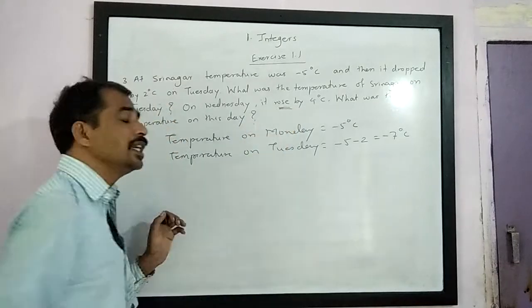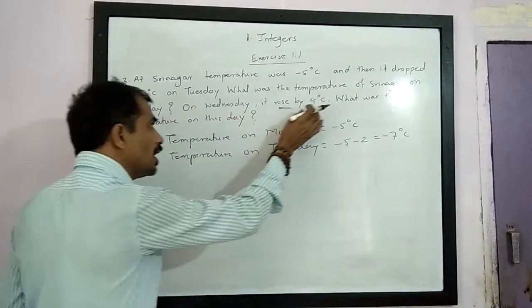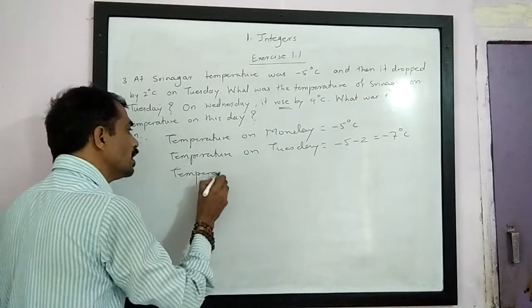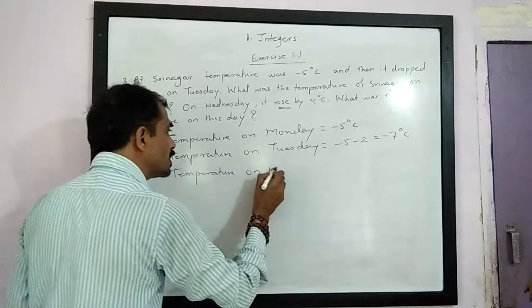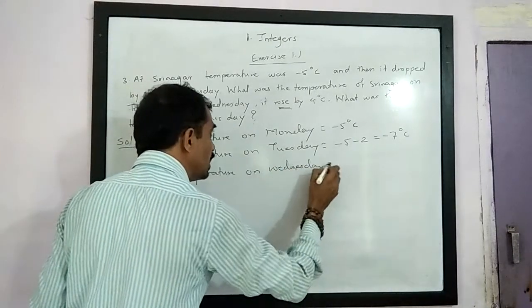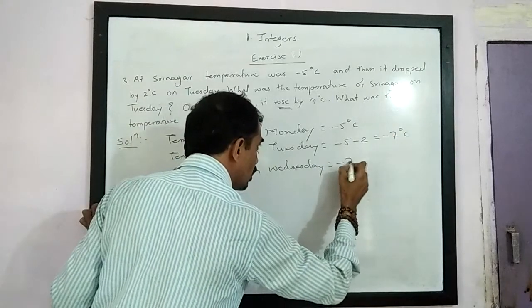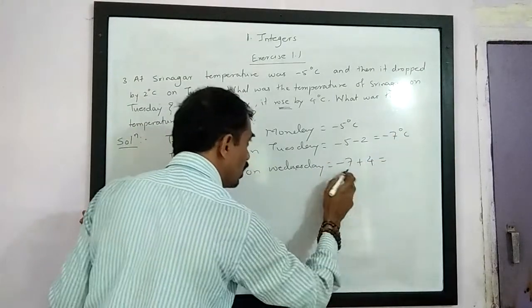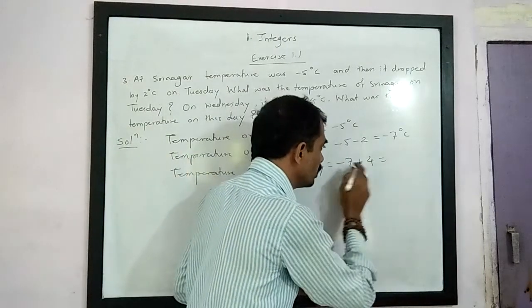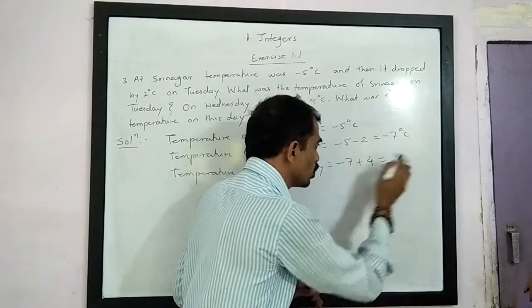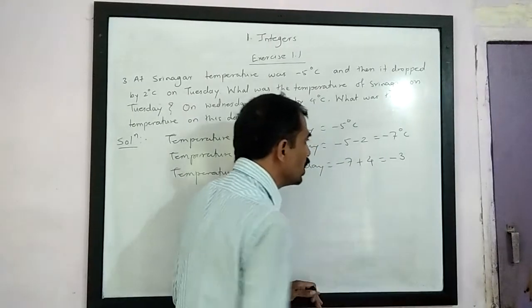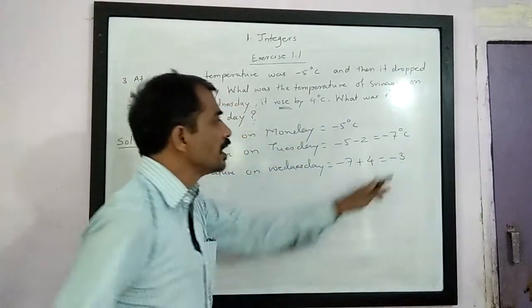Please understand, rose means increased. On Wednesday the temperature increased by 4 degrees Celsius. So temperature on Wednesday is equal to, it increased by 4 degrees Celsius. They are having opposite signs, so we have to subtract and give the sign of the bigger magnitude integer. So 7 minus 4 is 3 and the bigger magnitude integer is negative. So the answer is negative 3.